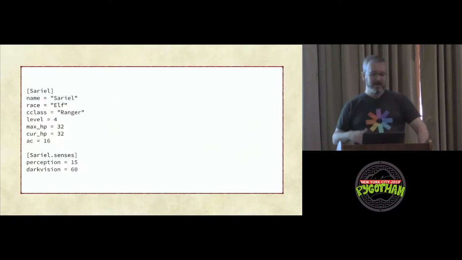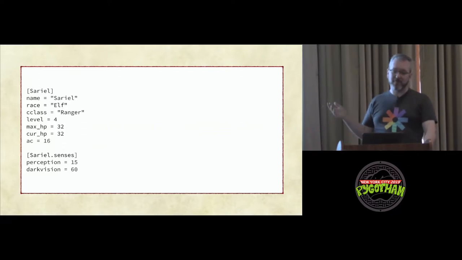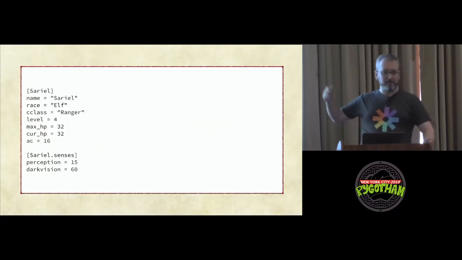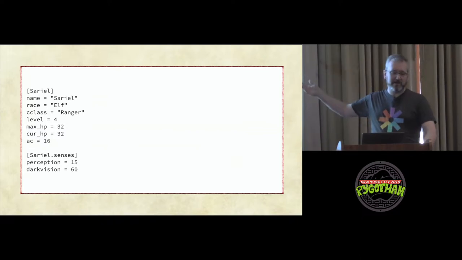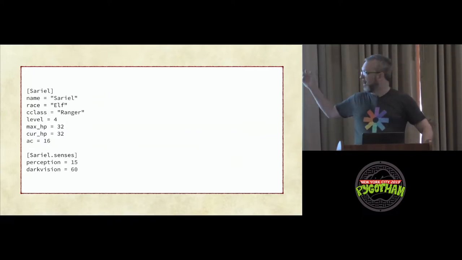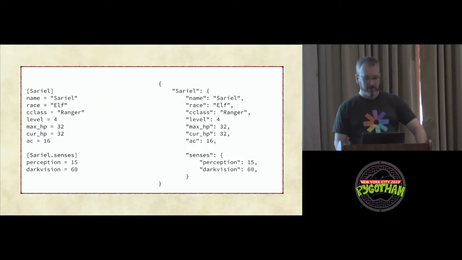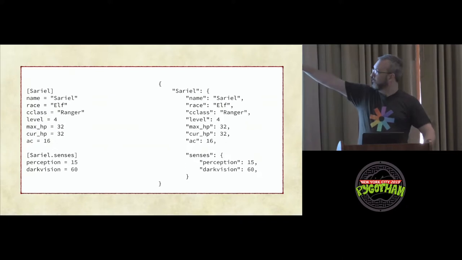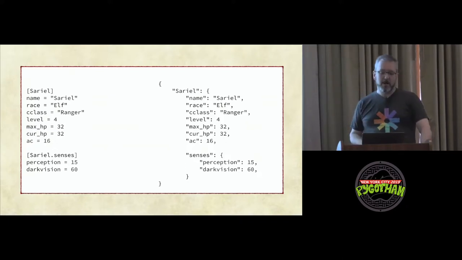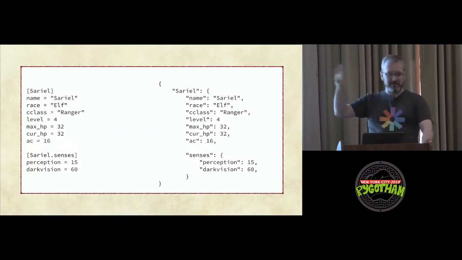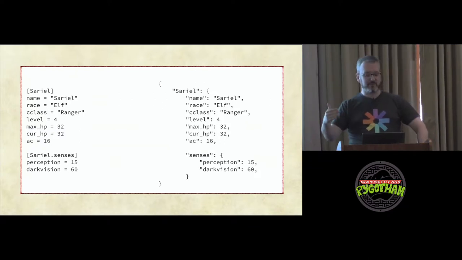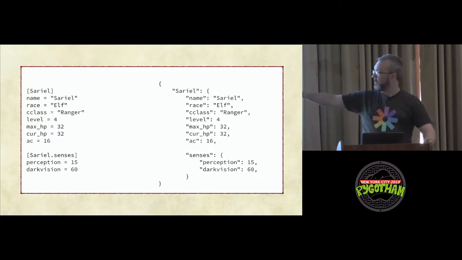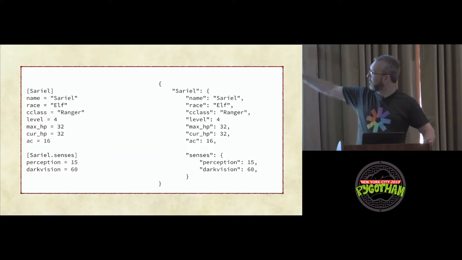So let's see what it looks like. Here's some TOML that represents what a dungeon master needs to know about a character. She has a name, she's got a race, a character class, a level, some hit points, a dictionary of senses. When we parse that, we get a Python dictionary that looks like this. So you can see here that the text between those square brackets becomes a key in that dictionary, and the name value pairs beneath it become the contents of that dictionary, nesting it nicely in there. And you can make an additional nested dictionary by using the dot operator. So we hang that senses dictionary off of the serial dictionary.